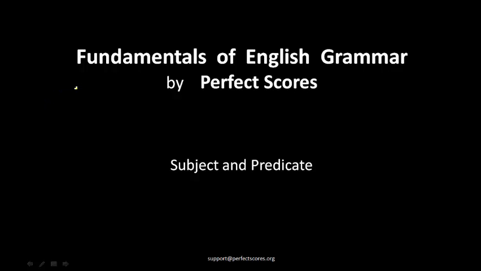So, welcome to the second video in this playlist on fundamentals of English grammar. And in the previous video, we discussed what a sentence is, and we discussed that a sentence is a group of words that makes complete sense. And we discussed some examples, and I also told you at the end that every sentence has two parts, and those two parts are something that we are going to discuss in this video. Those two parts are the subject and the predicate.